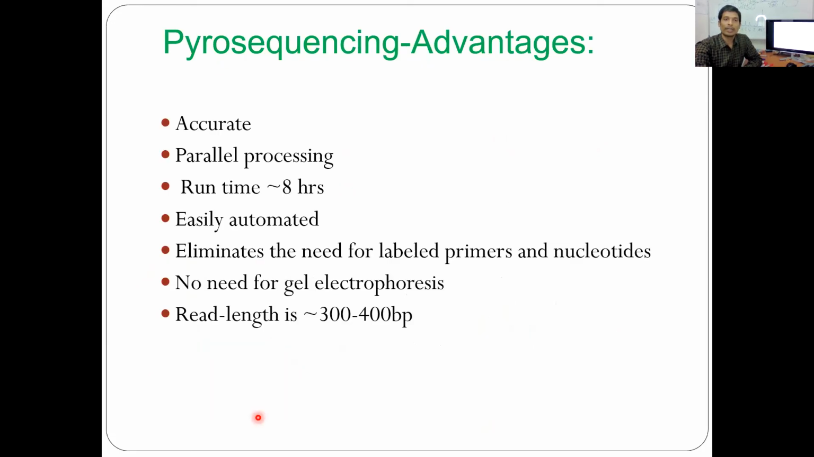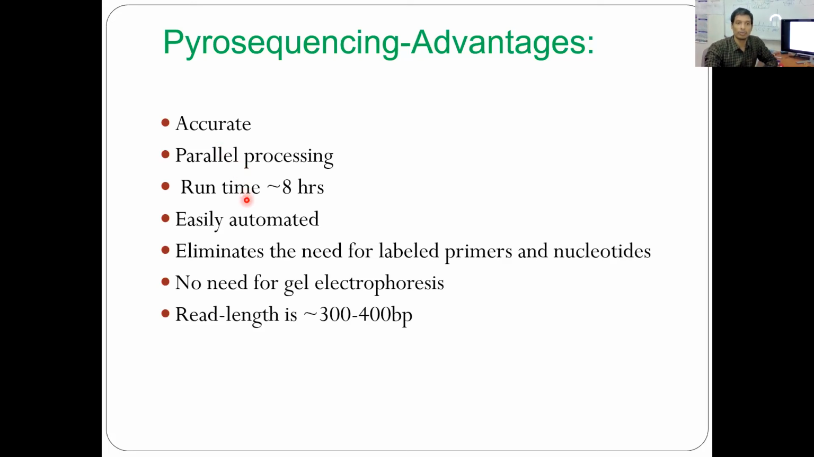So what are the advantages of this pyrosequencing? It is much more accurate. Whenever that particular nucleotide is taken up only, it will release the light. Parallel processing. So there is no need to wait for another 300 nucleotides to be sequenced some time. So all can be sequenced at the same time, millions of sequences at the same time. So parallel processing.